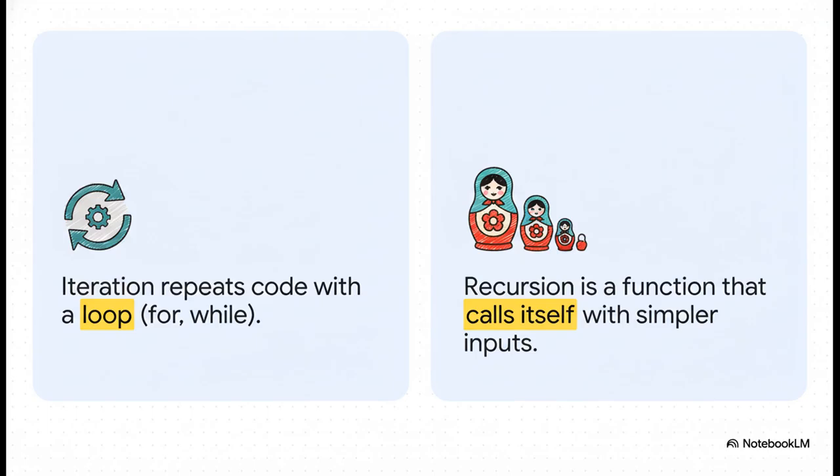So let's lay out the official definitions. Iteration is the one you probably learned first. It's your good old for loop or while loop that just runs a block of code again and again. Recursion, well, that's a bit more of a mind bender. It's when a function solves a problem by calling itself, each time with a slightly simpler version of the problem, until it hits a stopping point.